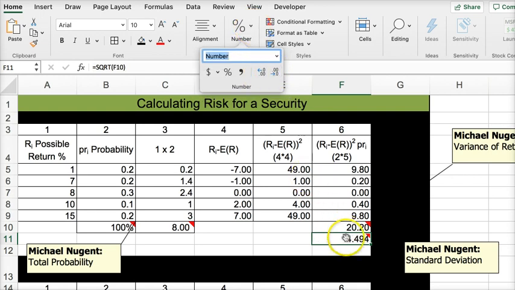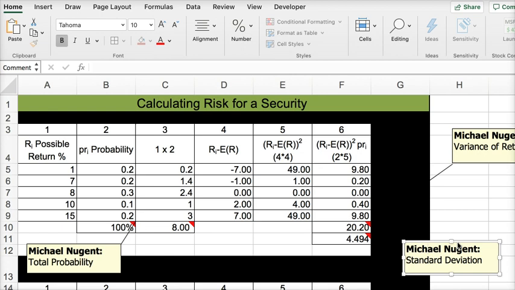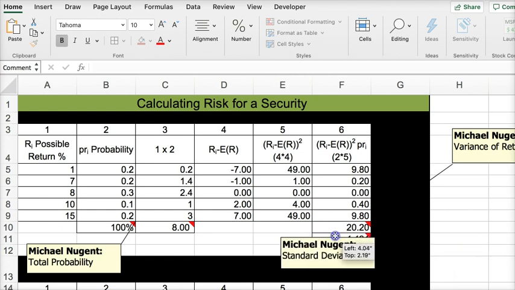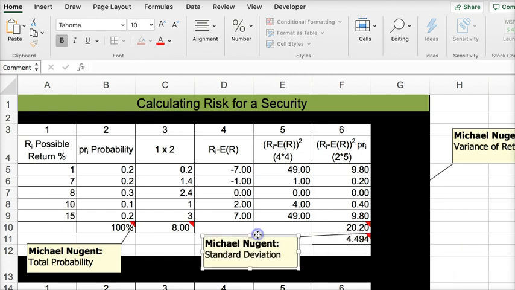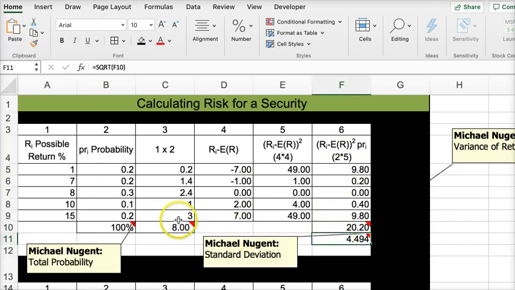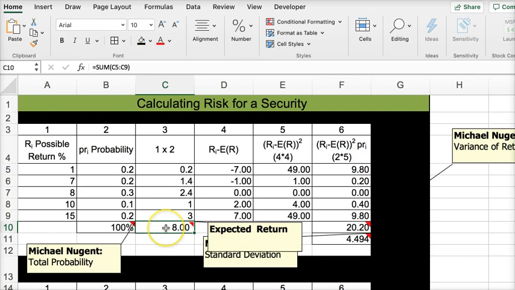Move that down a little bit. Okay. And this is the standard deviation here. Okay, so that's how we calculate. So this would be the variance and the standard deviation, the expected return. So that's how you calculate those variables.